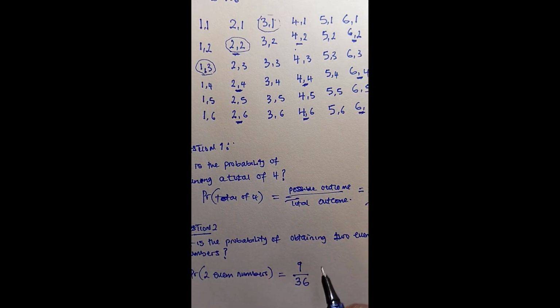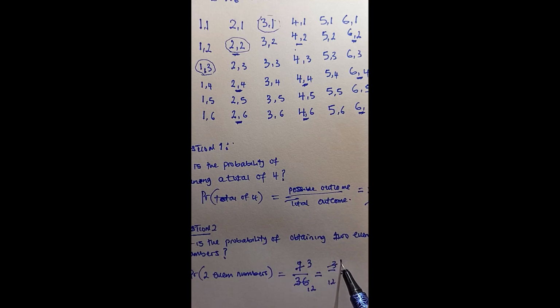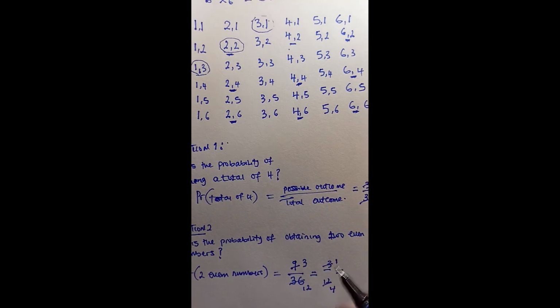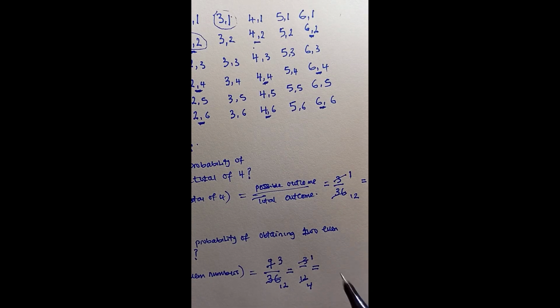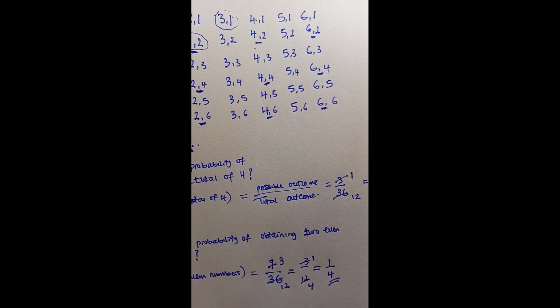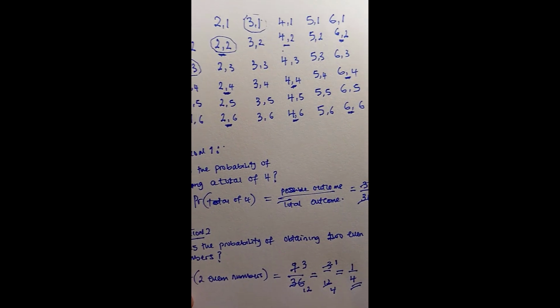So if we divide this, let's go gradually. We know 3 here is going to give us 3, and 3 here is going to give us 12. So we have 3 all over 12. And we know 3 here is going to be 1, 3 here is going to be 4. So the chances of obtaining 2 even numbers is 1 all over 4 when you roll 2 fair dice. This is the answer. So we'll go to the next question.